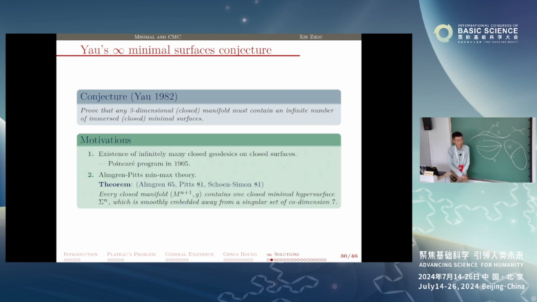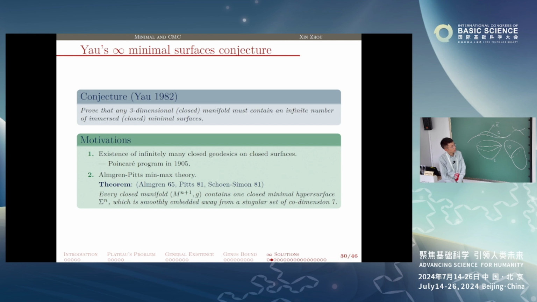Again, the motivations are parallel to the previous motivations, because Poincaré in his paper in 1905 raised two questions. One was whether you can find infinitely many closed geodesics on closed surfaces. The other was whether you can find at least 3 simple closed geodesics on surfaces. This problem may sound easy, but was not solved until the 1990s. The other one was solved in 1989.